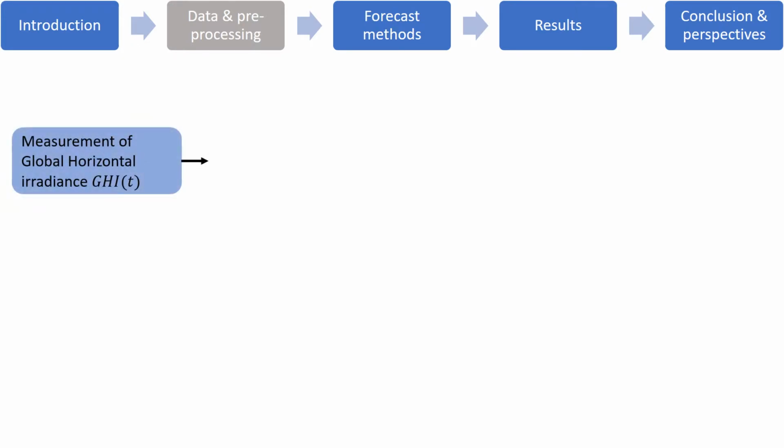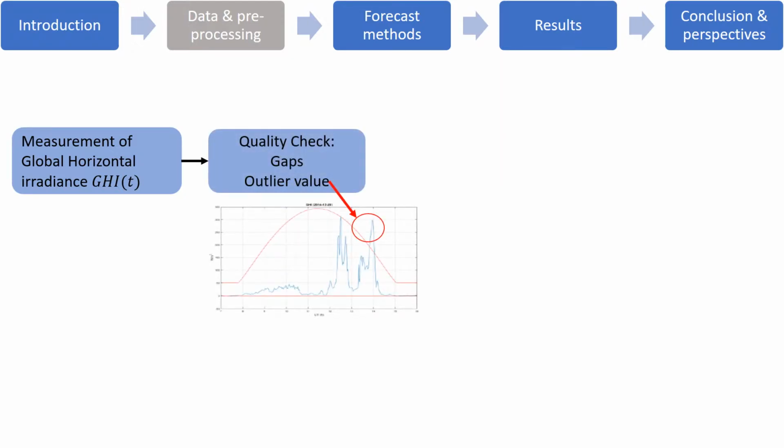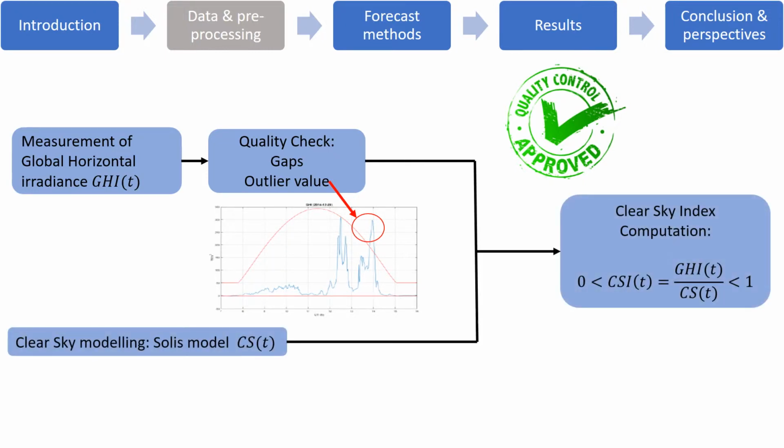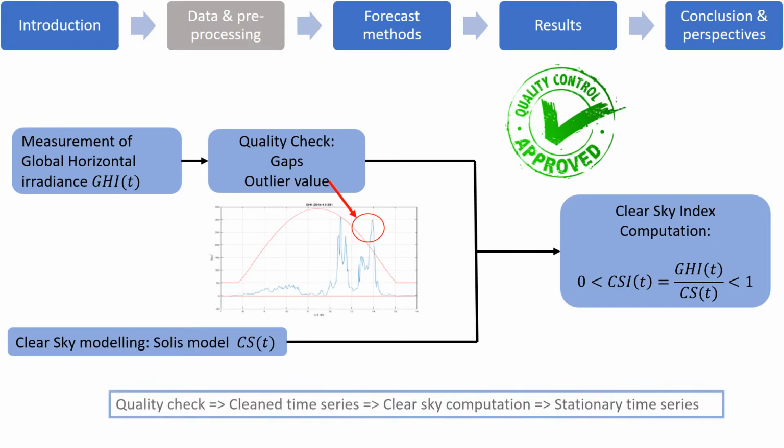The preprocessing of data needs different steps. First, the measurement of global horizontal irradiance, GHI. After, the quality checks in order to know if there are gaps or outlier values. When the quality control is approved, we make the clear sky modeling, the SOLIS model. It's a knowledge model in order to stationarize the time series of the measurements. We compute the clear sky index. The different steps are summarized here: quality check, cleaned time series, clear sky computation, and stationary time series.